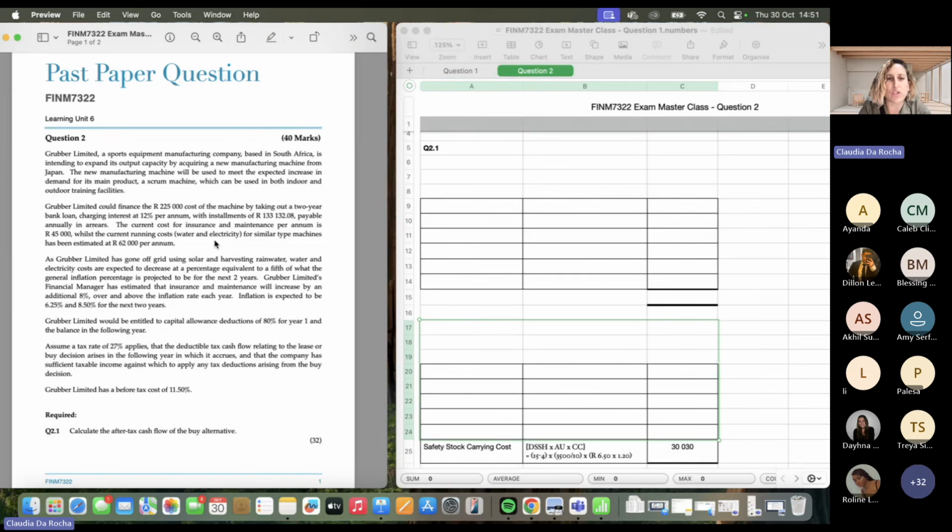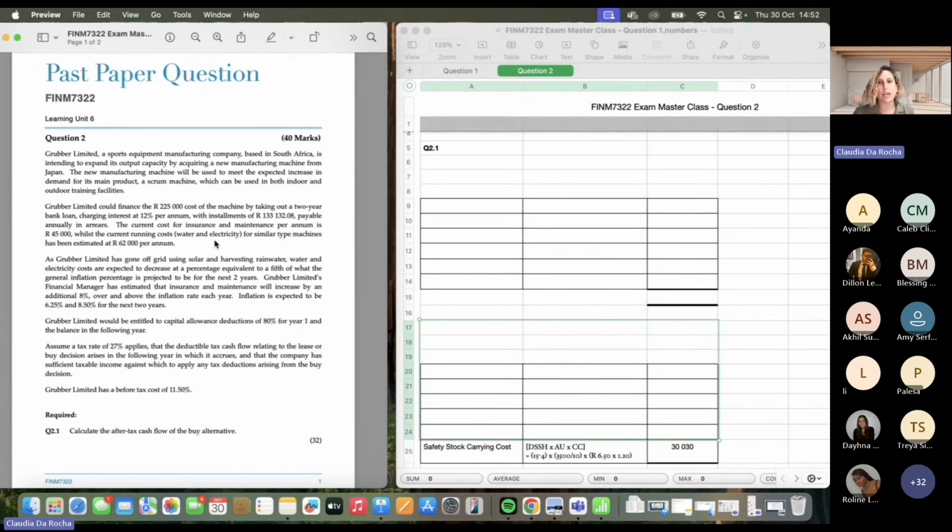Grubber Limited could finance the 225,000 cost of the machine by taking out a 2-year bank loan, charging interest at 12% per annum with installments of 133,132 Rand and 8 cents, payable annually in arrears. Okay, so what is important is that when you're dealing with lease or buy decisions, we can have a financing option. If we have a financing option, it means we have to calculate or prepare an amortization table and then use the interest or capital amounts in our calculations.